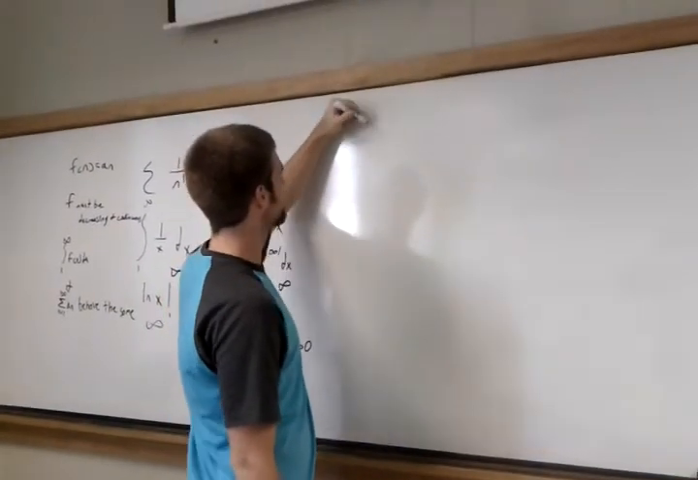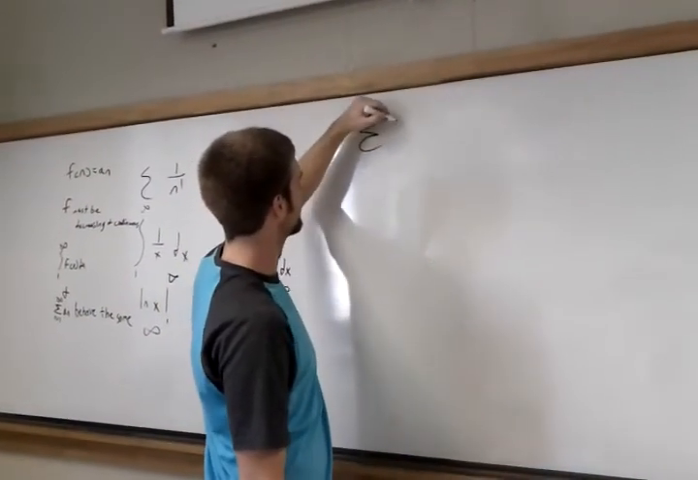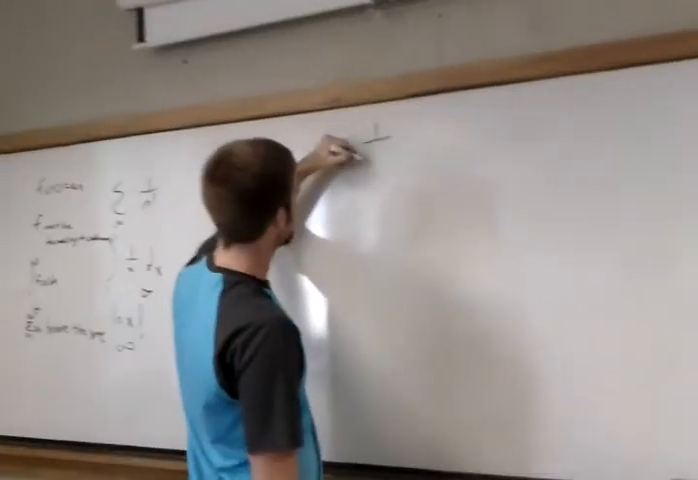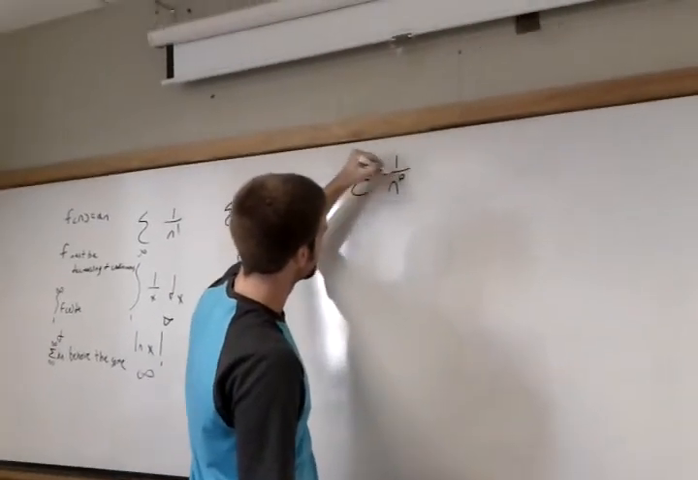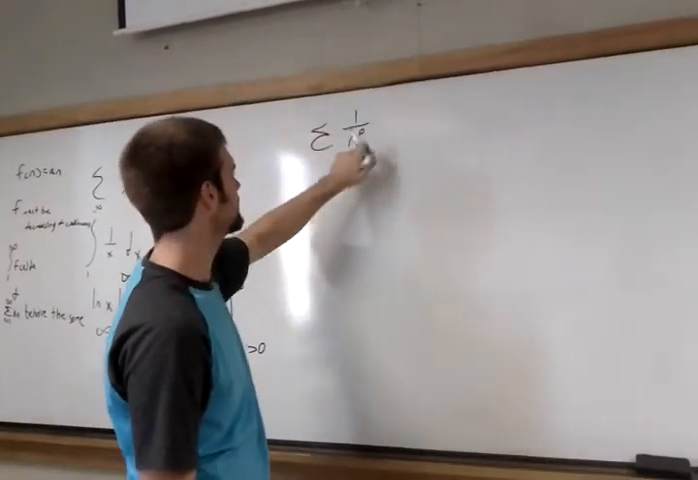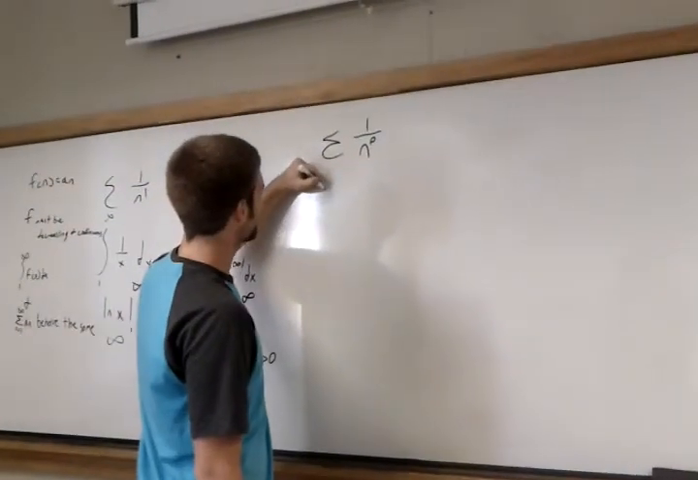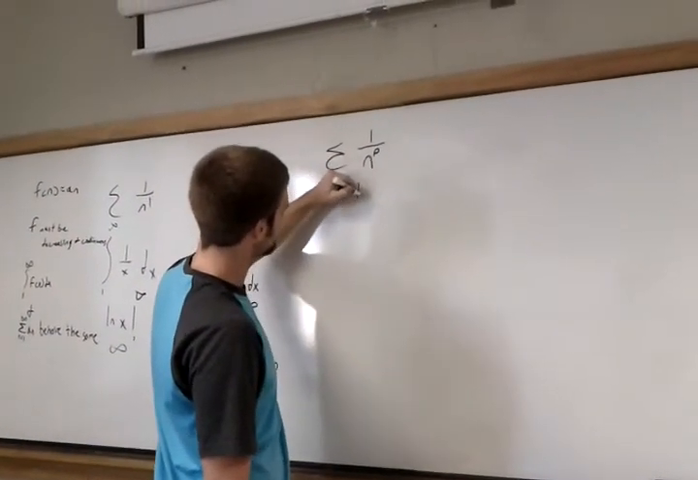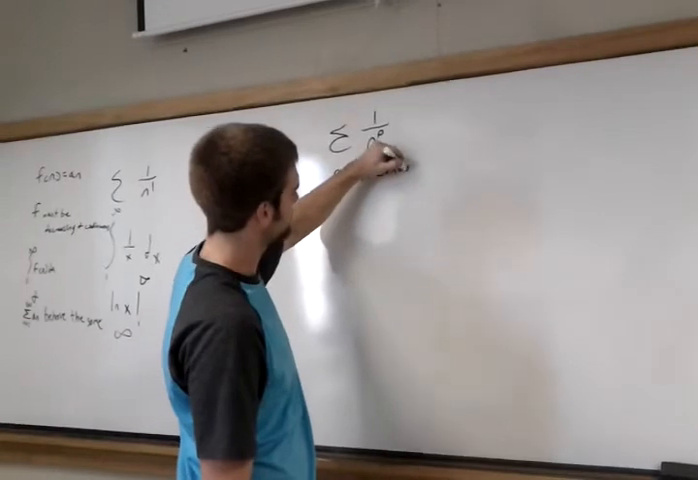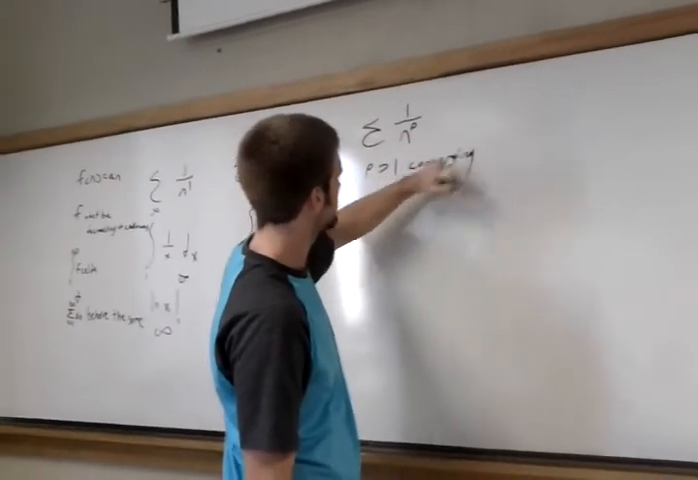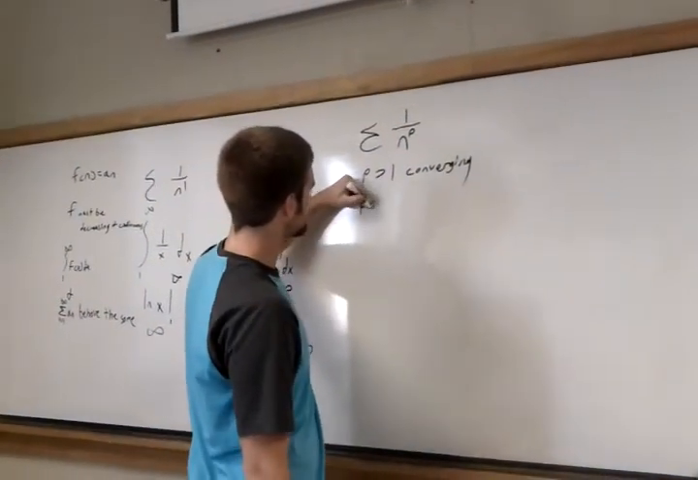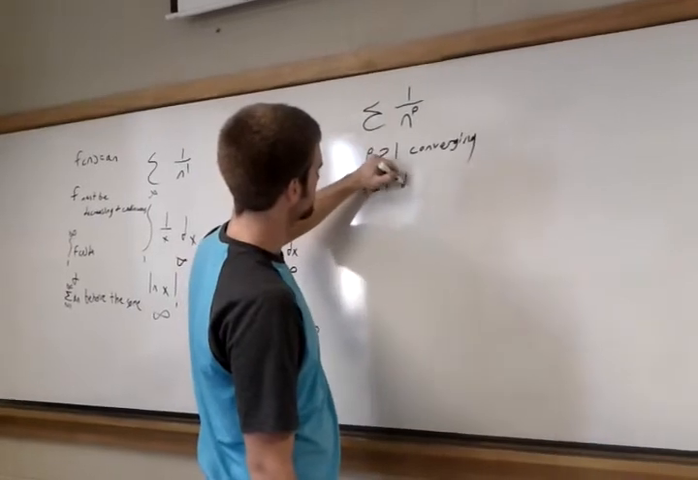So, the P-series test just states that the summation of a series in this form, 1 over n to the power of p, if p is greater than 1, then the series is converging. If p is less than or equal to 1, then it is diverging.